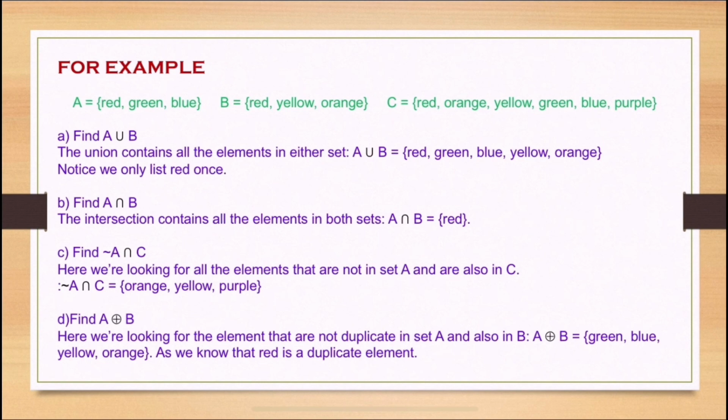For D, find A symmetric difference B. Here we are looking for the elements that are not duplicates in set A and B. So the answer is green, blue, yellow, orange, as we know that red is a duplicate element.